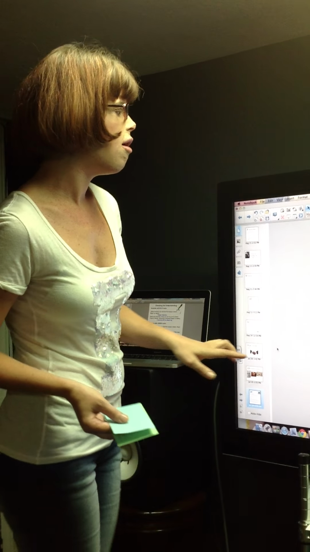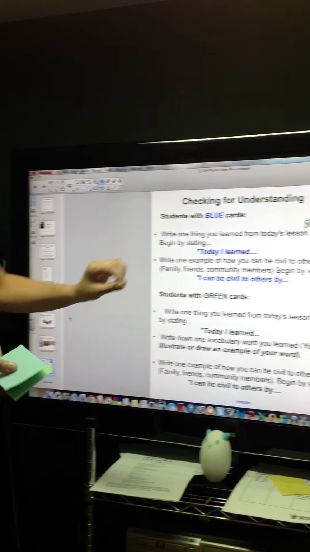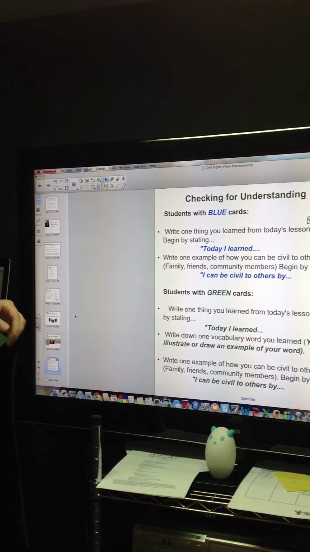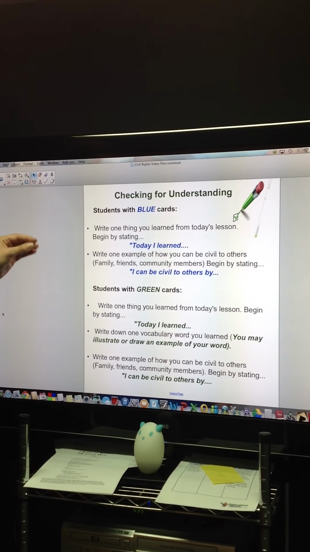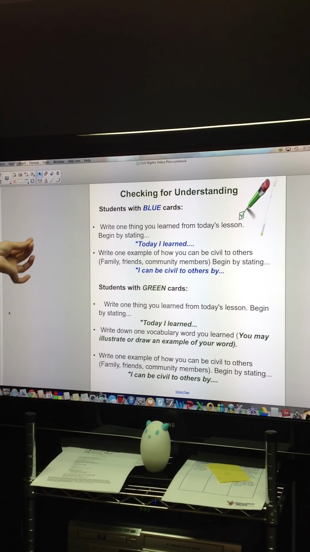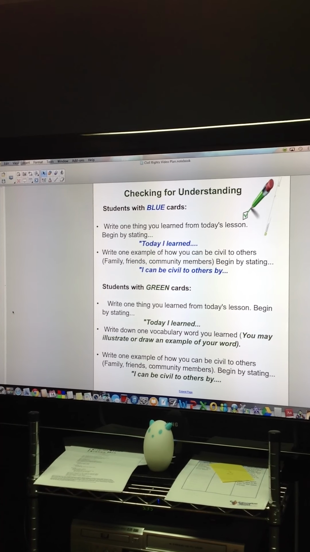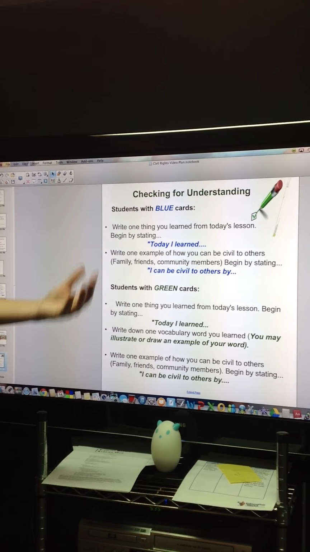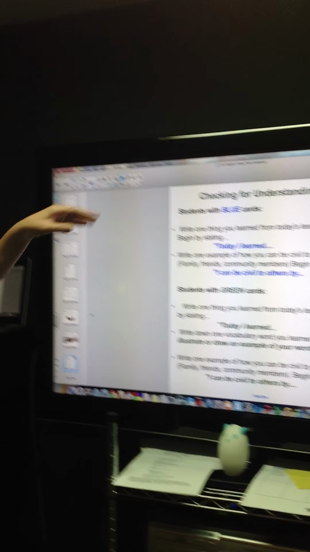Okay, students with blue cards, they're going to write one thing they learned from the day's lesson, and they're going to begin by stating, today I learned. Okay, and they're going to write one example of how they can be civil to others. Family, friends, community members, it could be anybody, okay, and they're going to begin by stating, I can be civil to others by. Okay, those are students with blue cards.